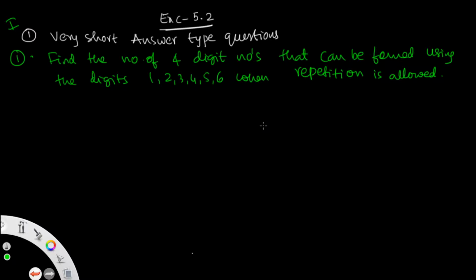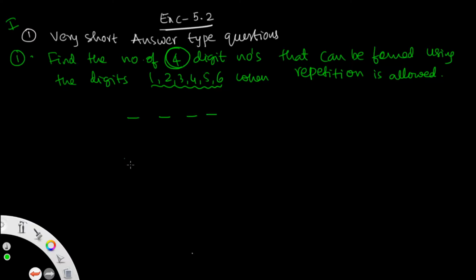So that is filling the 4 blank places. How many digits are given? 6 digits are given, and the places to be filled are 4: first place, second place, third place, fourth place. The number is to be formed with 1, 2, 3, 4, 5, 6, so we can fill each place with any of the given 6 digits.